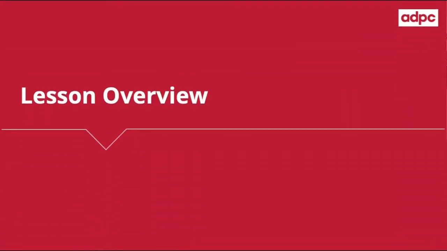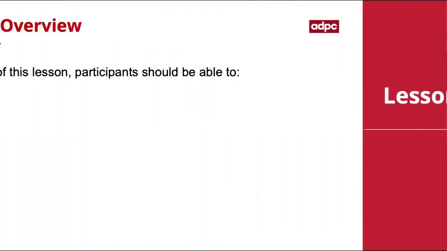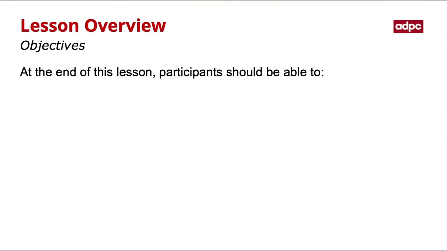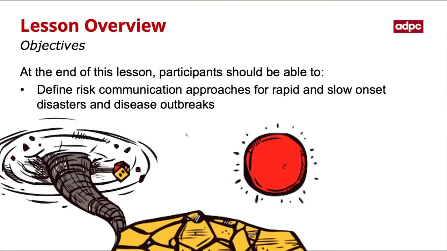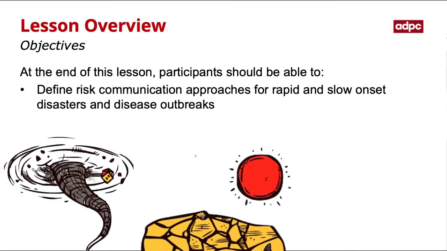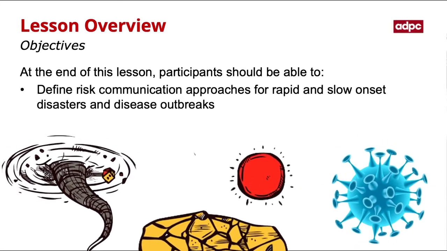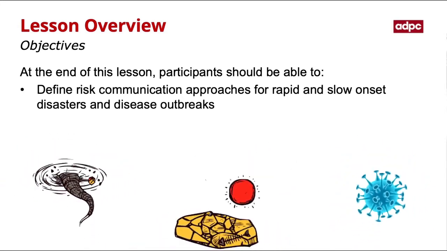I want to start this presentation with a quick overview of what this lesson is about. First of all, this lesson only has one objective: to define risk communication approaches for rapid and slow onset disasters and disease outbreaks such as COVID-19.